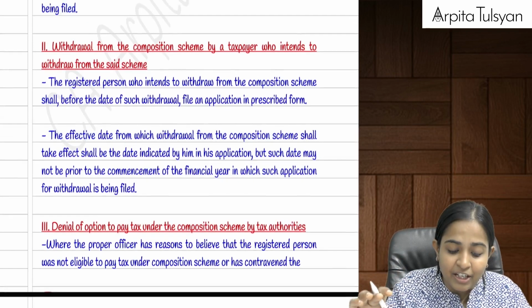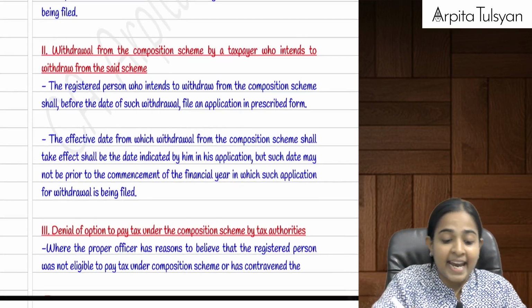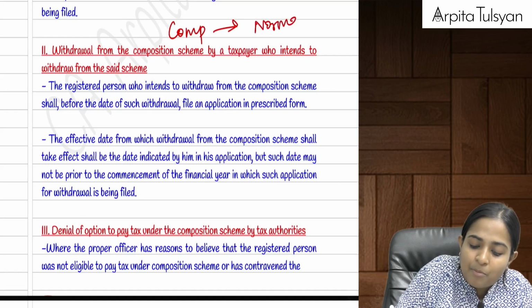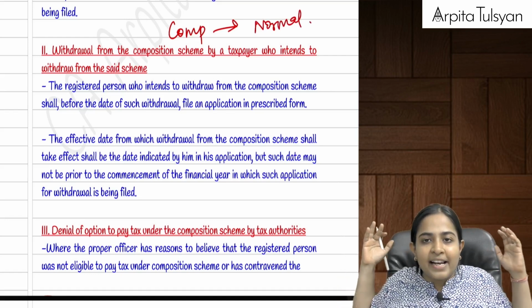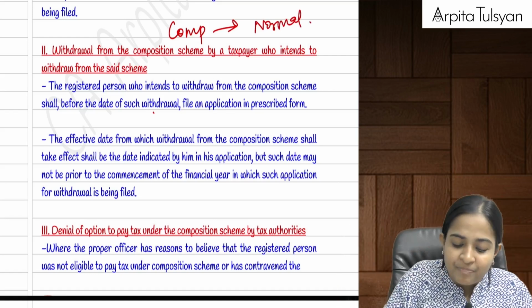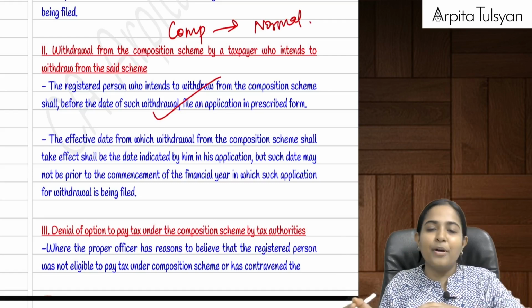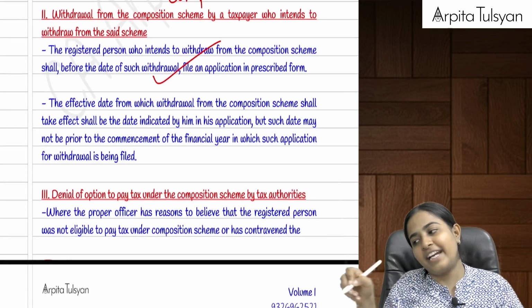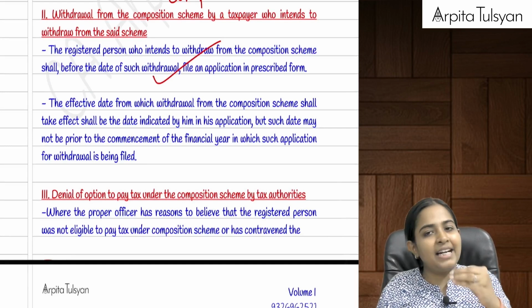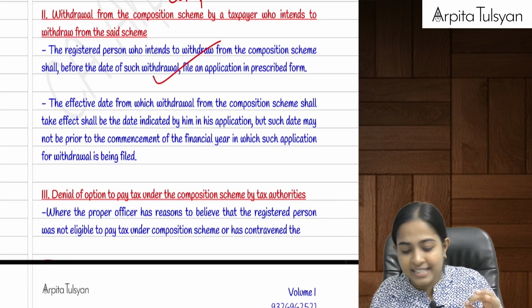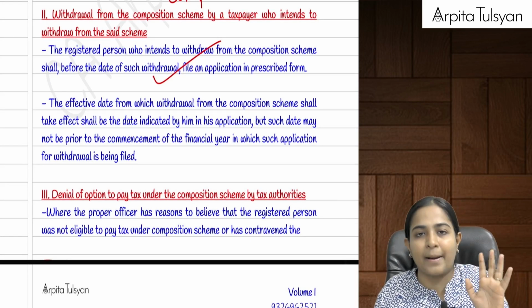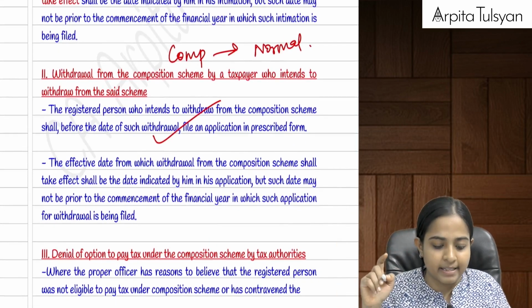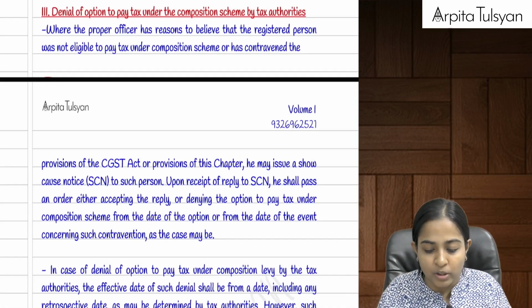Acha, can I leave it voluntarily also? Can I normally go from the composition scheme to the normal scheme also? The government says yes, welcome, no problem in that. So we will have to file an application before the withdrawal to the government, and whatever date we write in the application, that date will be the effective date of withdrawal. Your 7 days condition etc. is not applicable. The 7 days was applicable only when your threshold limit exceeds. But you have to just inform it to the government.